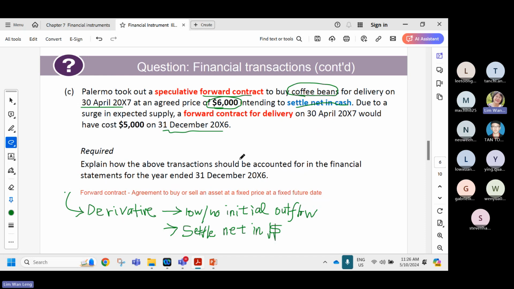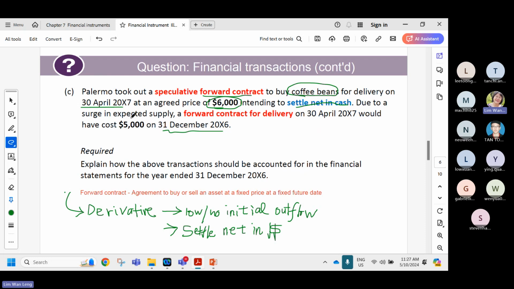Settle net in cash means that when the transaction reaches the delivery date or maturity date, if you are in a favorable condition and make a gain, some money will enter your bank account. But if you are in a net loss situation, money will flow out from your bank account to pay. Understand? They are not going to take possession of the coffee beans. They only settle net in cash.